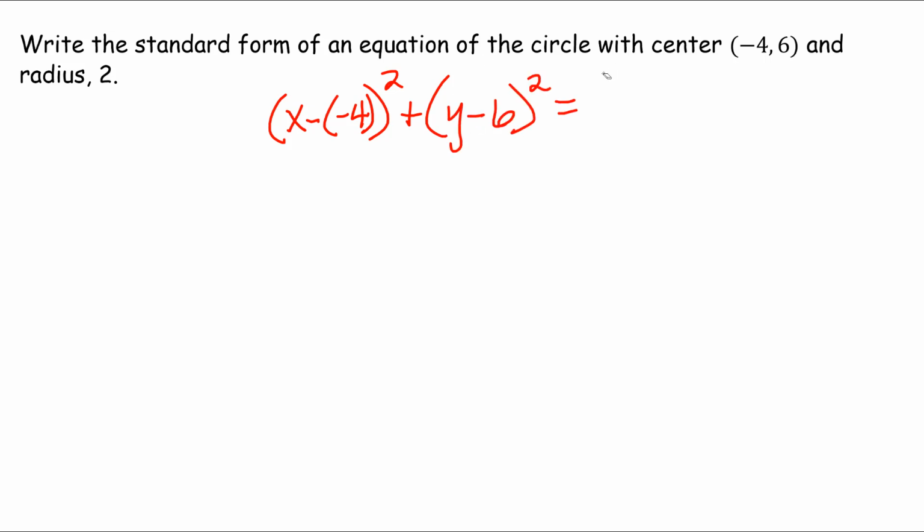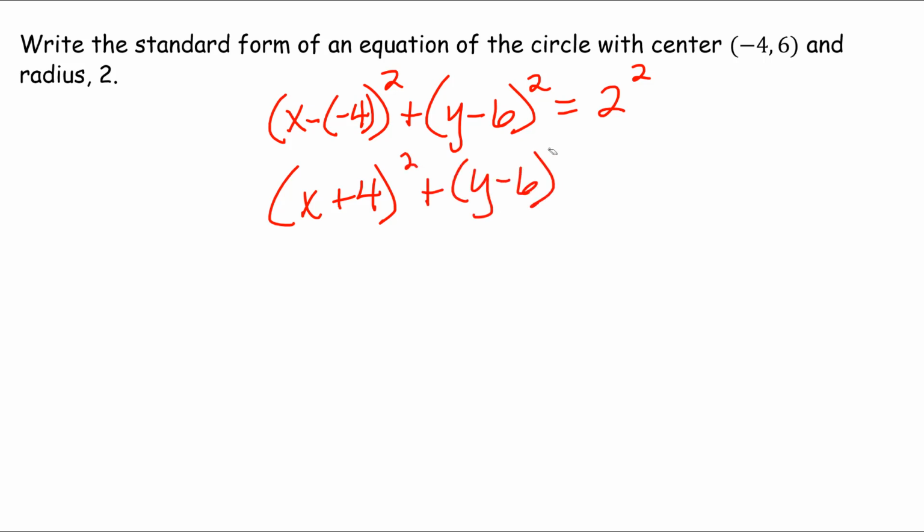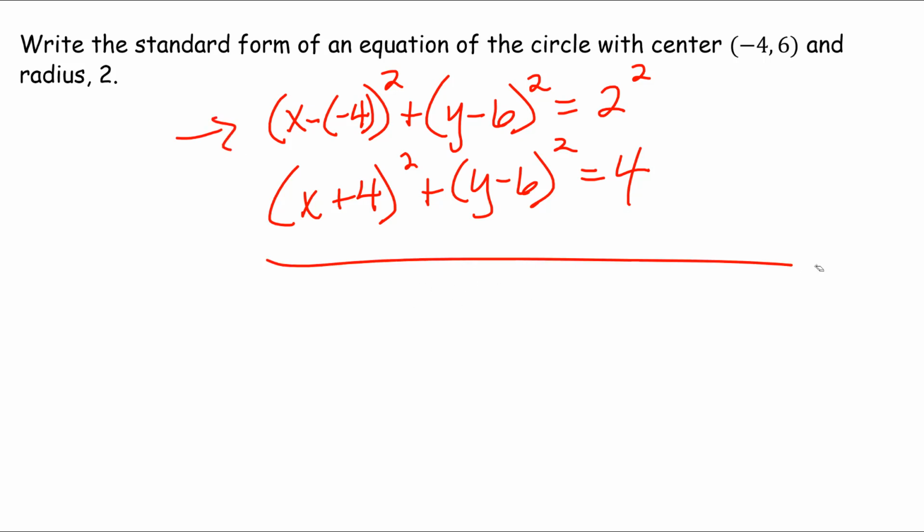All right, so write the standard form of an equation of the circle with center -4, 6 and radius 2. So we just write exactly what we just said. x minus h is x minus -4 quantity squared, and then y minus k, so y minus 6 quantity squared, and that equals the radius squared. And so you can write this x plus 4 quantity squared plus y minus 6 quantity squared equals 4. That's a fine way to write it. It's not exactly standard form. This is exactly standard form, but I will accept that because it's just easier to read.